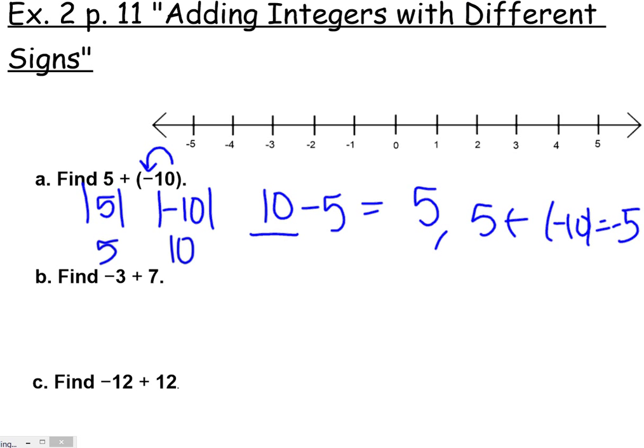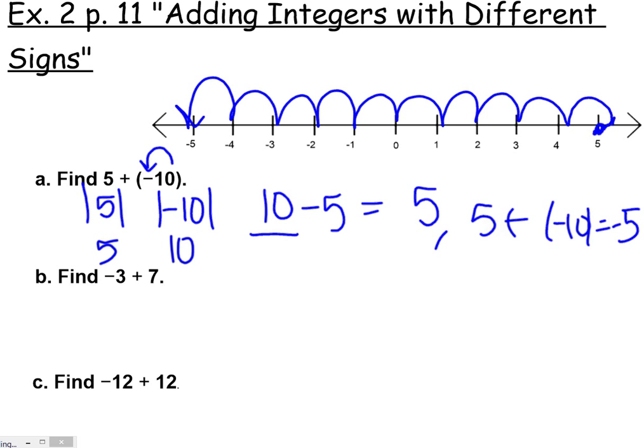Now I'm going to show you on a number line. Let's start at 5. So here is 5, oops, not 4, 5. And I'm going to add negative 10, which means I'm going to move left 10 places. 1, 2, 3, 4, 5, 6, 7, 8, 9, and 10. And we land on negative 5, which is exactly what we got.